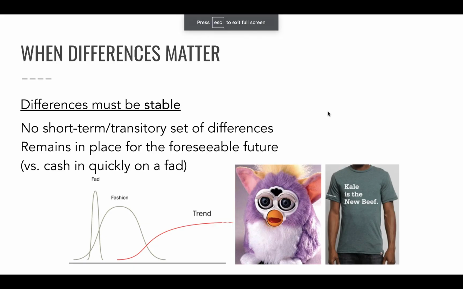A second criteria that has to be met is that differences must be stable. So, of course, you don't want to invest in very quickly fading or very fleeting fads or fashion trends that are quickly disappearing, because that's not a very stable strategy moving forward. If you want to base your marketing strategy on differences, ideally these differences will persist in the long term, will be trends that stick around for a while, will be more stable.